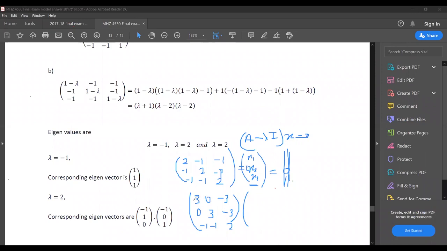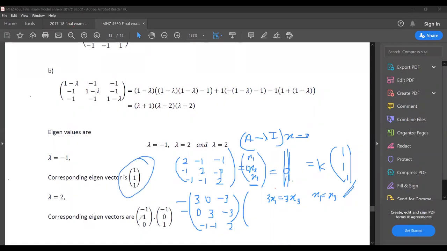From the first row, you can write 3x1 equal to 3x3, so that means x1 equals x3. From the second row, you can write 3x2 minus 3x3 equals 0, so that means x2 equals x3. So that implies x1 equals x2 equals x3. Let's assume that is equal to k. So you can write the vector as k times 1, 1, 1. So this is the eigenvector 1, 1, 1.